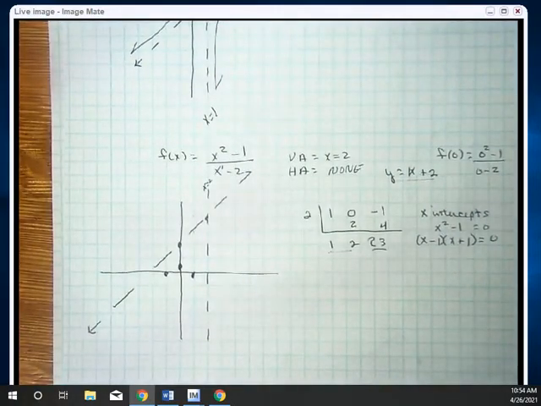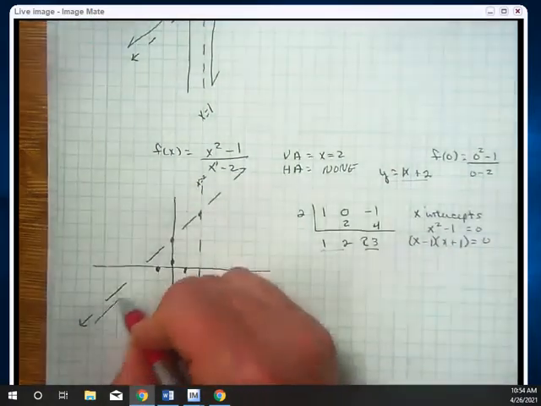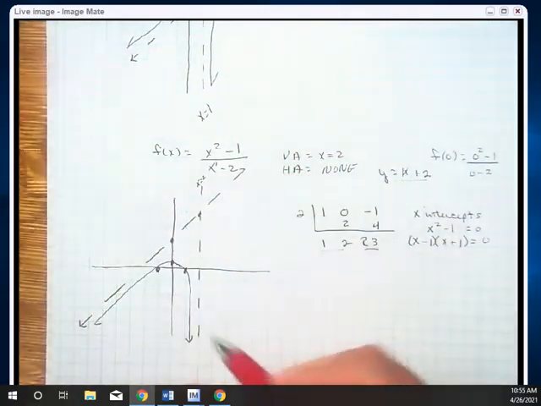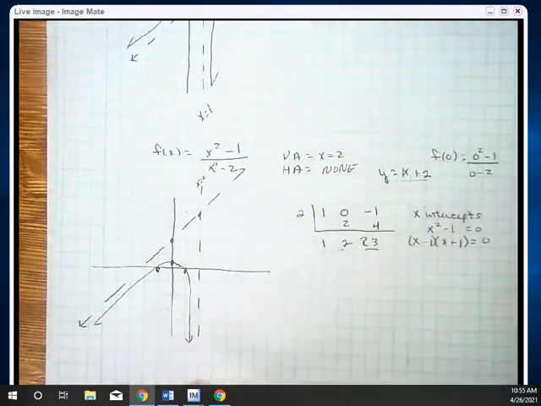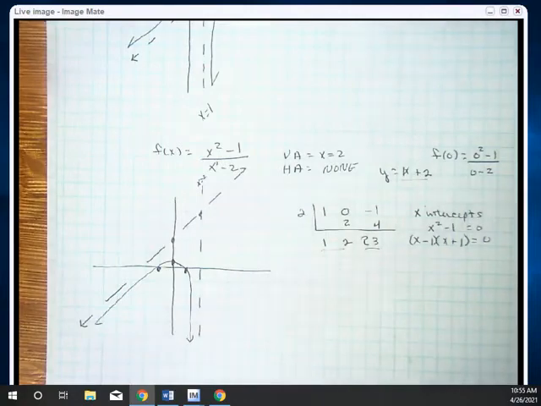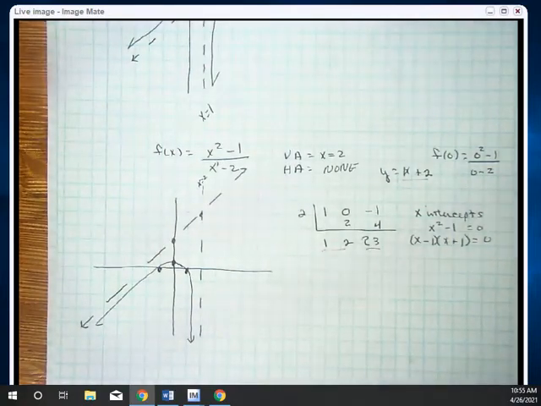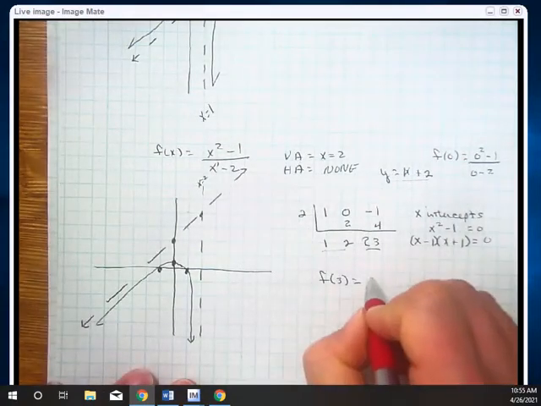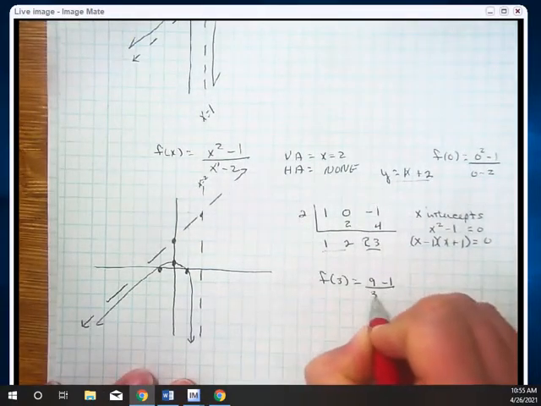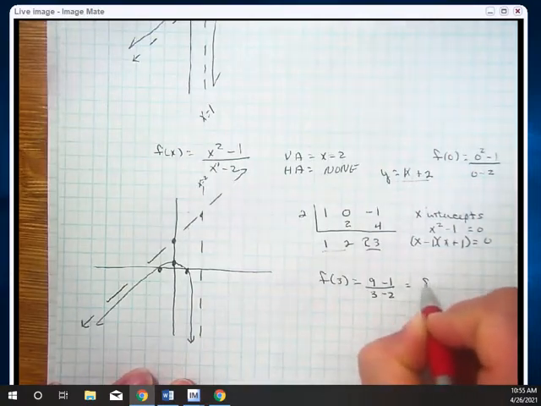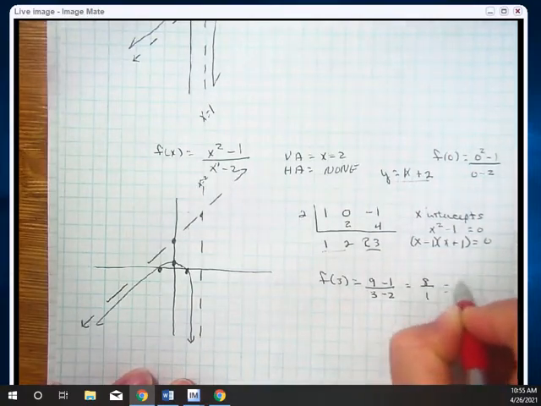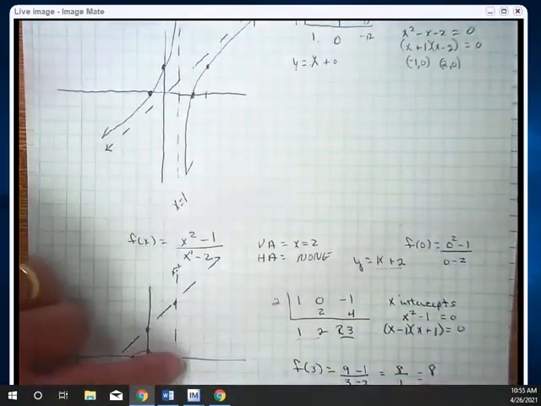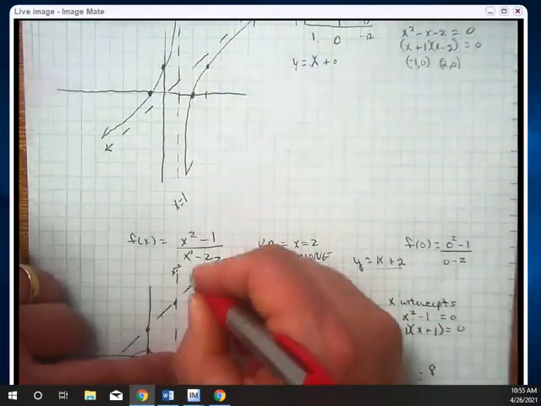What I don't know is what happens on the other side of this line, x equals 2. So how do I find that out? Plug in a value. I'm going to start with 3. 3 squared minus 1 over 3 minus 2. 8 over 1 is 8. I plugged in the value of 3 and got an 8. 1, 2, 3, 4, 5, 6, 7, 8.